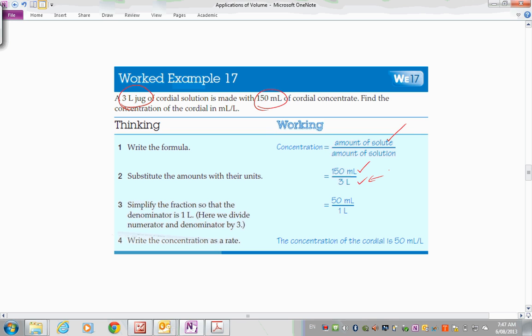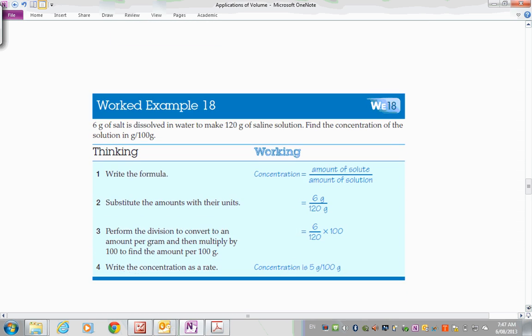That's the final volume. After we've added it and stirred it up, that's the final volume. So we've got millilitres per litre. Okay, so that's the idea. How much is in there is what we're saying. Alright, let's have another one.